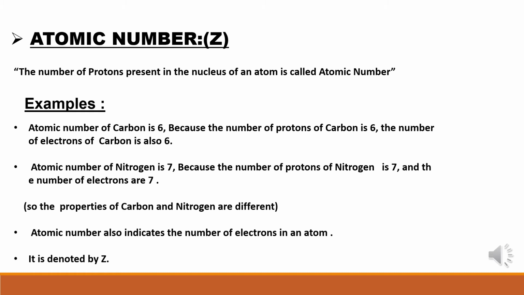For example, the atomic number of carbon is 6 because the number of protons of carbon is 6. The number of electrons of carbon is also 6. The atomic number of nitrogen is 7 because the number of protons of nitrogen is 7 and the number of electrons is also 7 in the nitrogen atom. So the properties of carbon and nitrogen are different because their atomic numbers are different from each other. And it is proved that atomic number also indicates the number of electrons in an atom. It is denoted by Z.